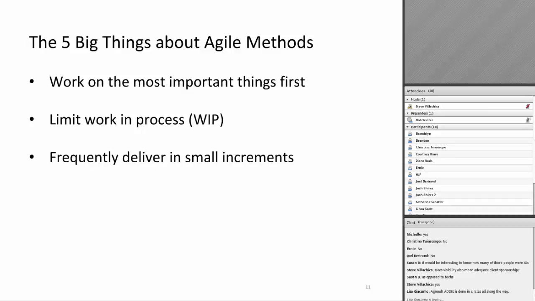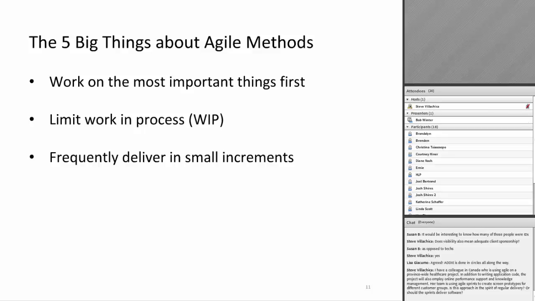Okay. Third one, frequently deliver in small increments. I think I explained that already. So the idea is you're much better off delivering something small right away than waiting months and months to deliver something that might miss the mark. So you'll find out really quickly if you're on the right track, and if you're on the right track, you keep going. If you're not on the right track, you adjust from there.